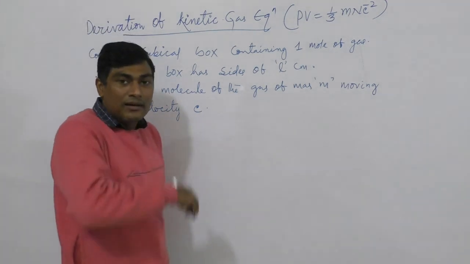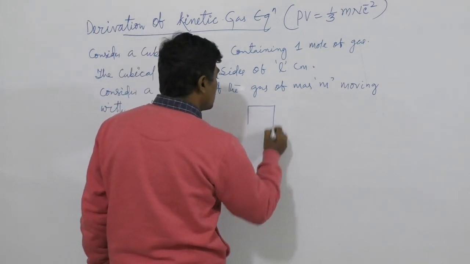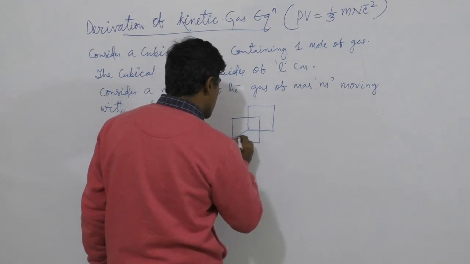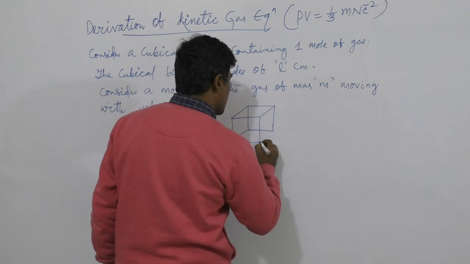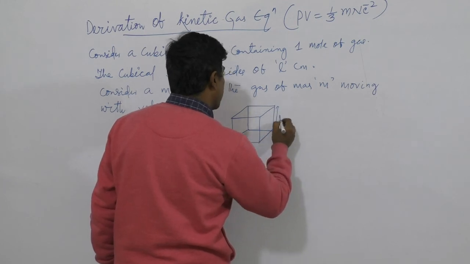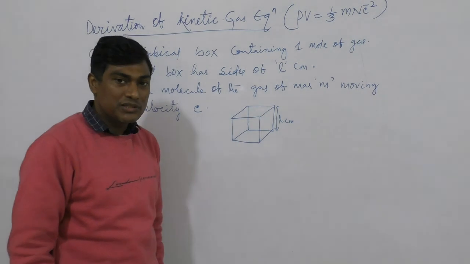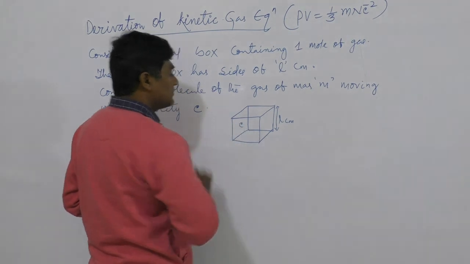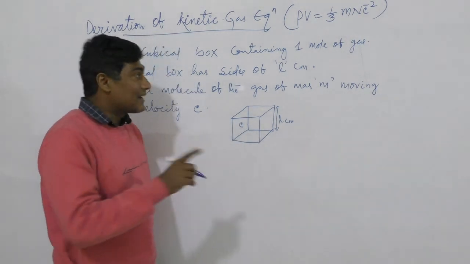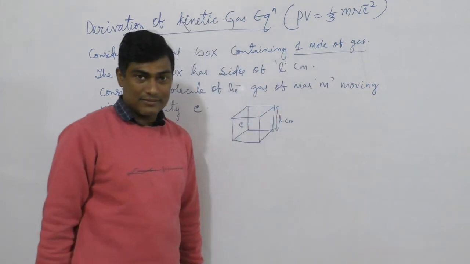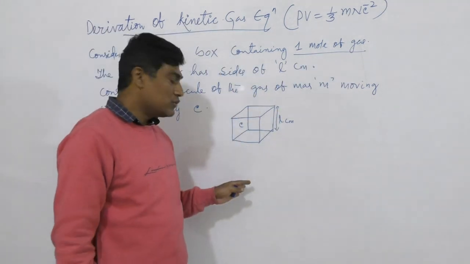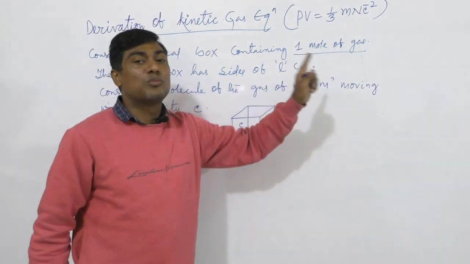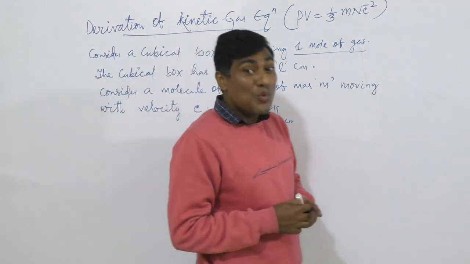So let us figure out. This is the cubic box, having each side L centimeter. A molecule with velocity c is moving. There is 1 mole of gas present. We have considered a single molecule. From the single molecule, we will reach 1 mole. Let me tell you one important thing.